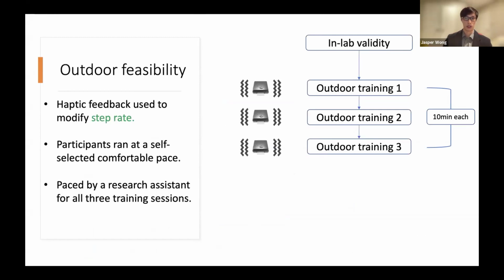Following the lab session, we assessed the outdoor feasibility with 3 10-minute outdoor training sessions. Participants aimed to increase their step rate using the haptic feedback based on their target threshold from the lab session. They ran at a self-selected comfortable pace, and they were paced by a research assistant on a scooter mounted with a GPS.